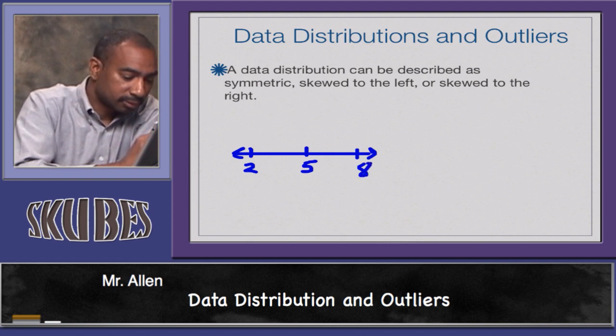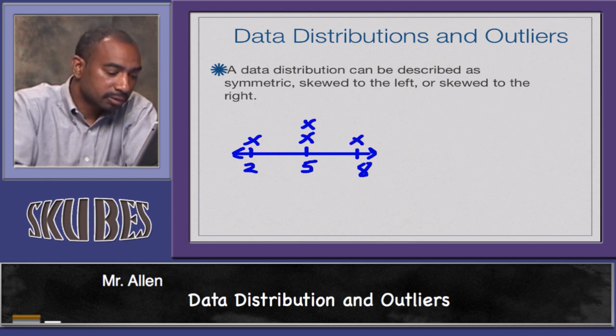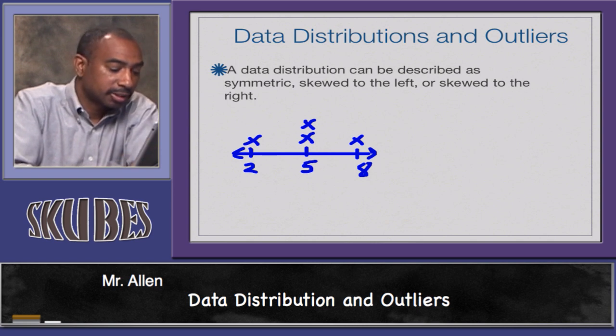If you see most of the scores repeat where the median is, and you have an even amount of scores to the left and right of the median, then that's going to be symmetric.